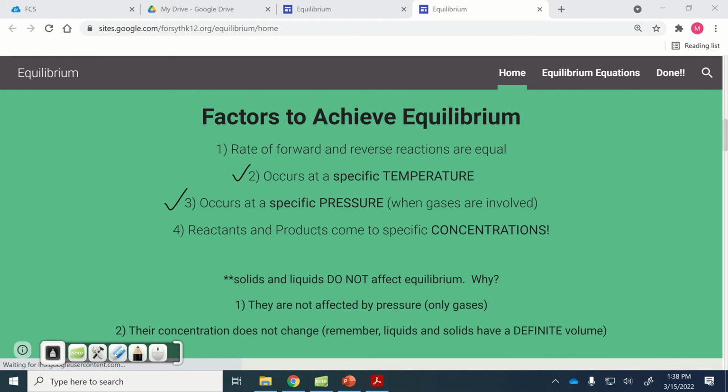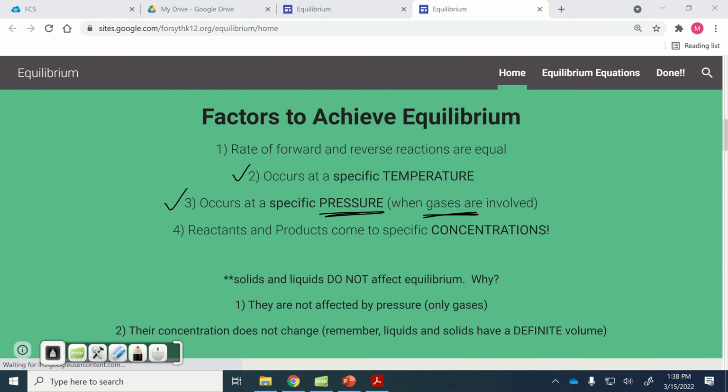Now, pressure really is only important when gases are involved. Gases are the only state of matter really affected by pressure, because they don't necessarily have a defined volume. We can manipulate their volume because there's all that space in between the gas particles. We cannot do that with liquids or solids. They're already compact.